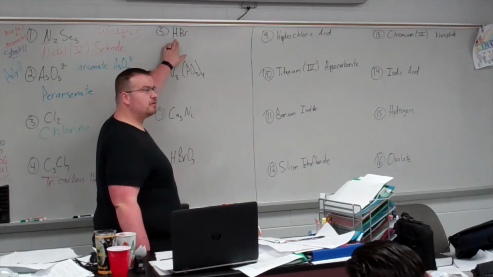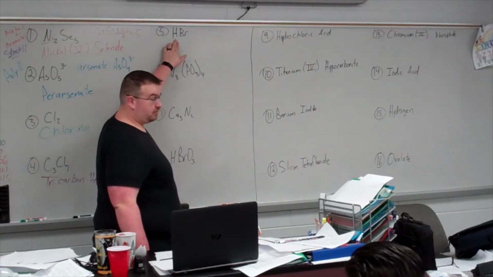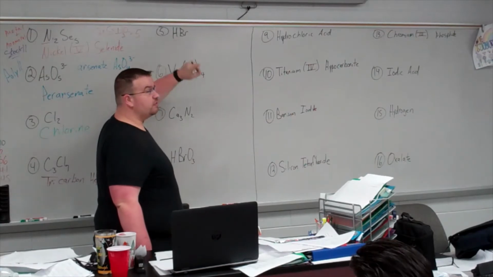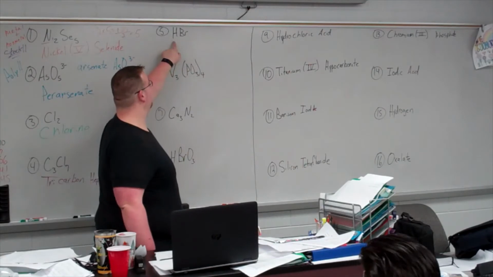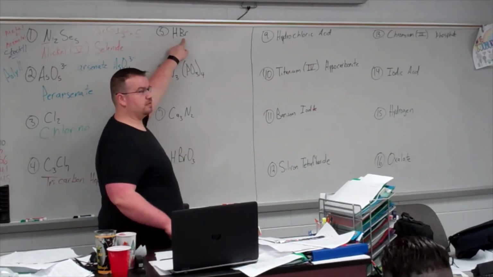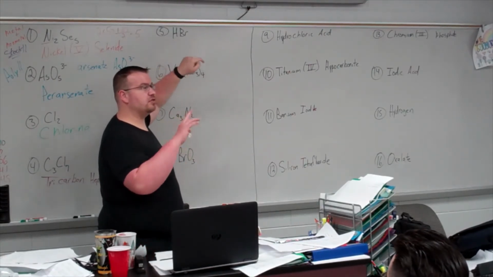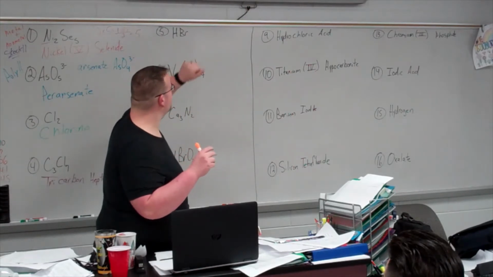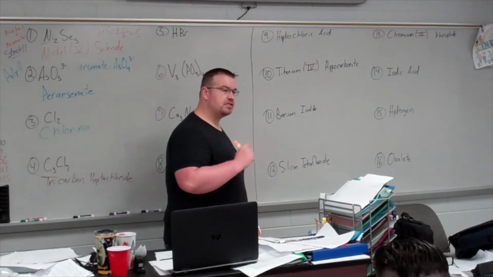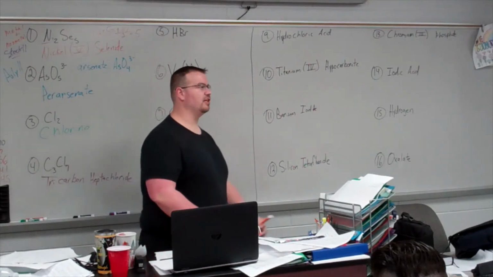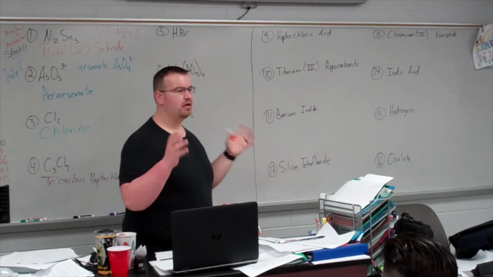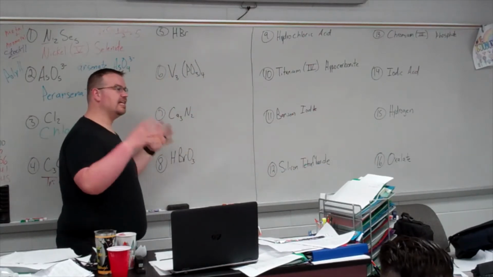I have hydrogen, which is a nonmetal. Even though it's to the left of the staircase, it's the one exception. Hydrogen is a nonmetal. Then I have bromine, which is to the right of the staircase, which is a nonmetal. I have 2 nonmetals, no charge, which means the first element tells me what I need to do. I look at the first element. First element is hydrogen, which says it is an acid.